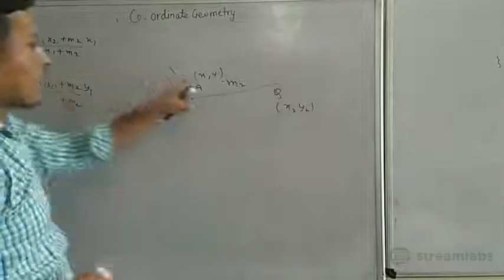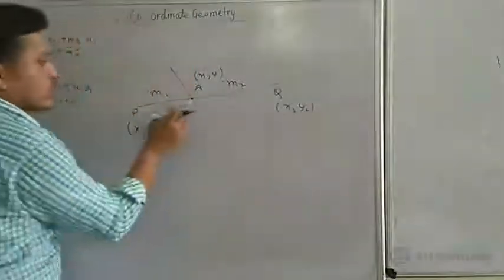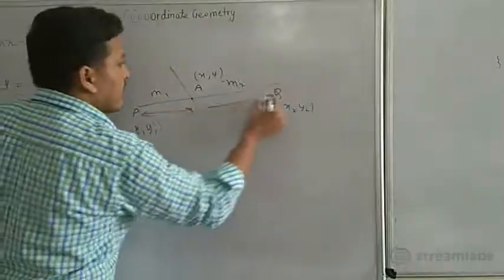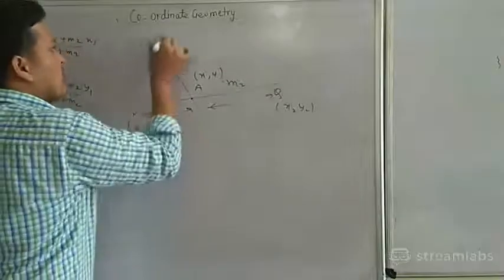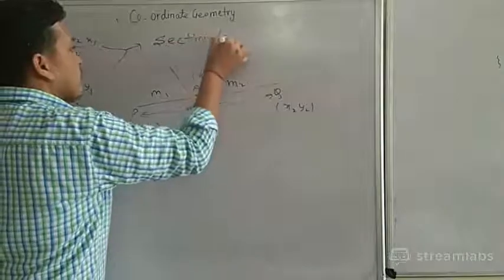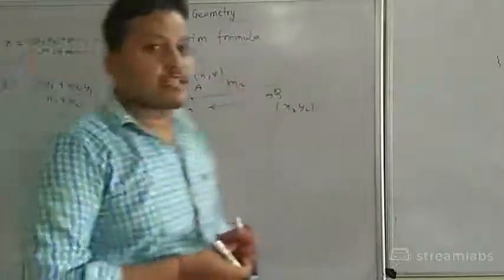So this is the value for this point x and y. Now this point is dividing the whole line in two sections, the first section and the second section, meaning part 2 part. So these two formulas are known as the section formula. So this is the concept of the section formula.